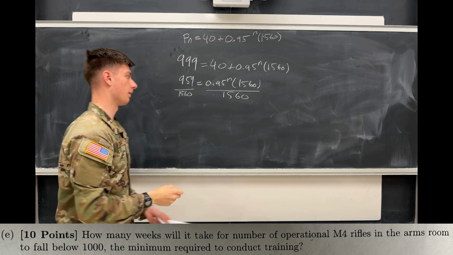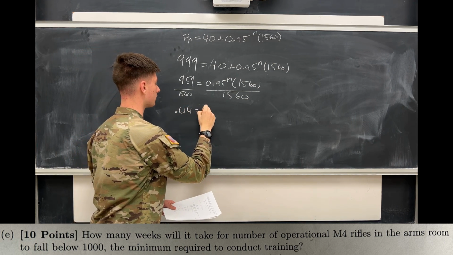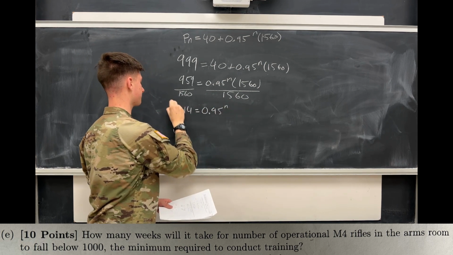1560. And I'm going to get 0.614 equals 0.95 to the n. Okay?